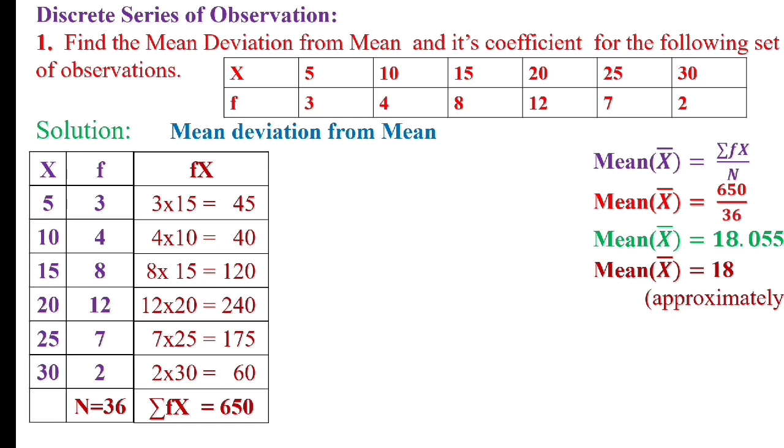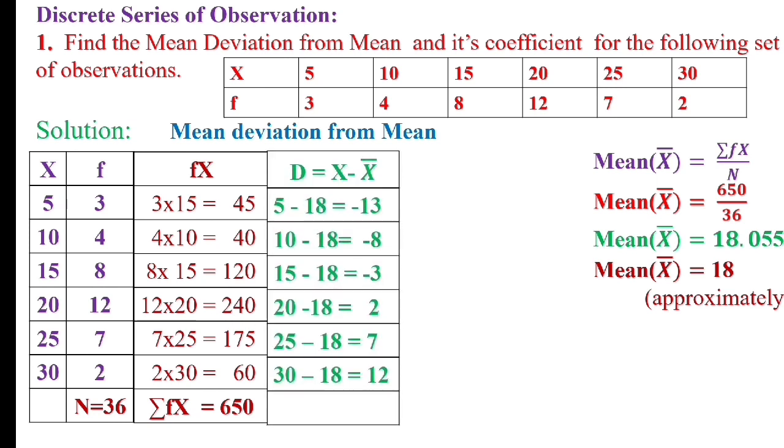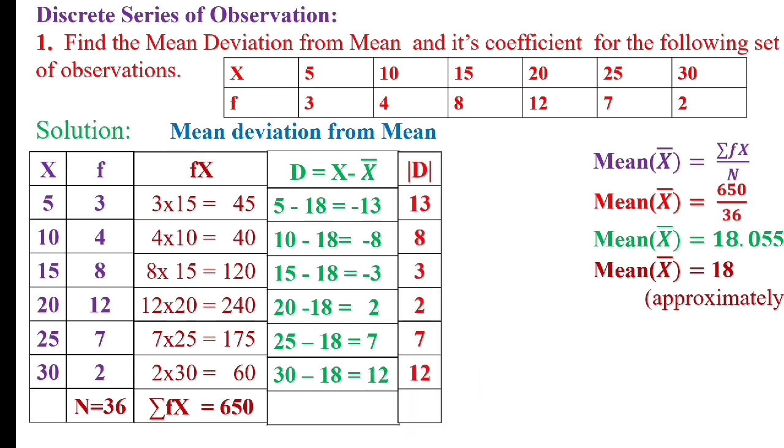Then we need to find the deviation. Deviation equals x minus x bar. Here we are finding it through the mean. So 5 minus 18 is minus 13, 10 minus 18 is minus 8, 15 minus 18 is minus 3, 20 minus 18 is 2, 25 minus 18 is 7, 30 minus 18 is 12. Then we find the value of modulus d, that is the absolute value. The negative sign is removed and it is written as positive: 13, 8, 3, 2, 7, 12.